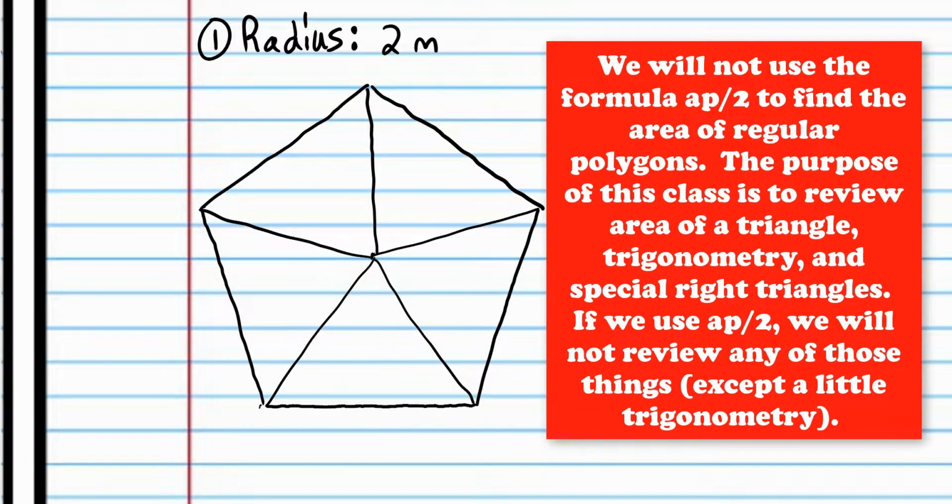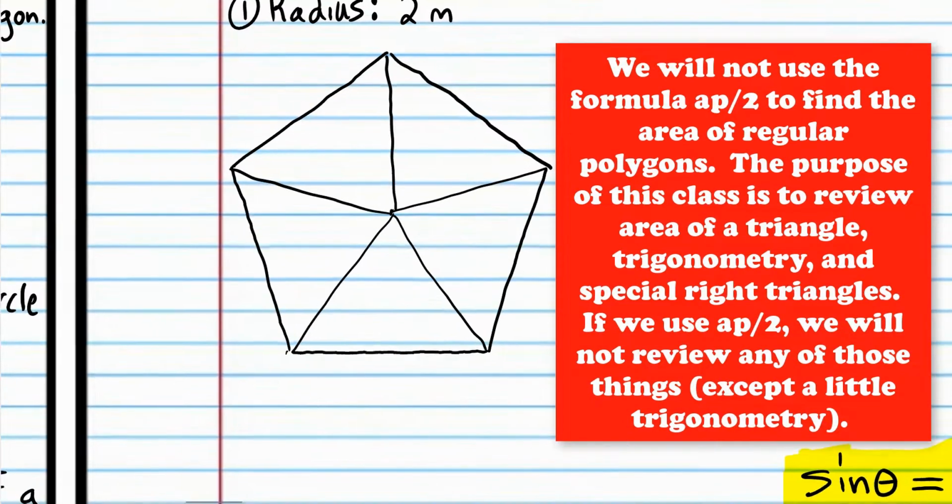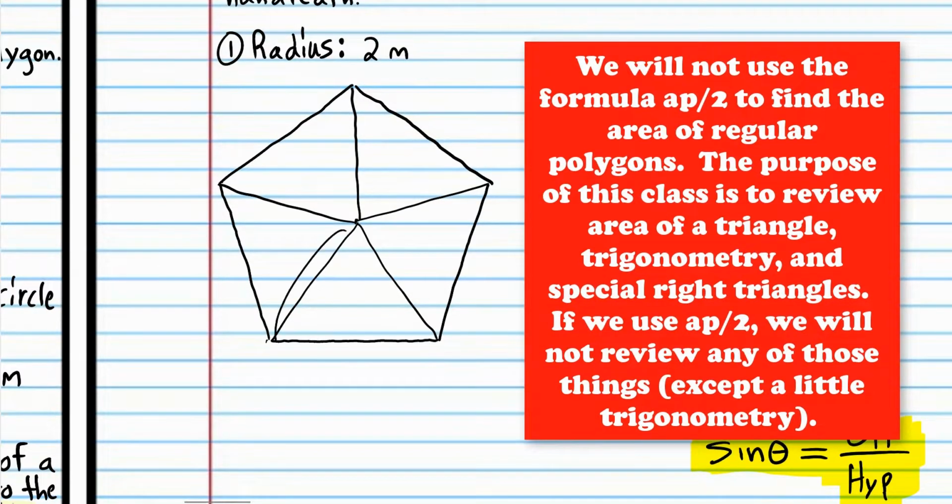Well, it's pretty easy. This is a regular polygon, so we know all these sides are congruent. And these are all radii of the circumscribed circle, so they all have to be congruent. So we can use the SSS triangle congruence postulate to say that all these triangles are congruent. So we can just multiply the area of one of the triangles by 5.